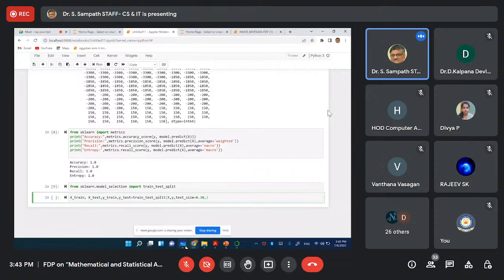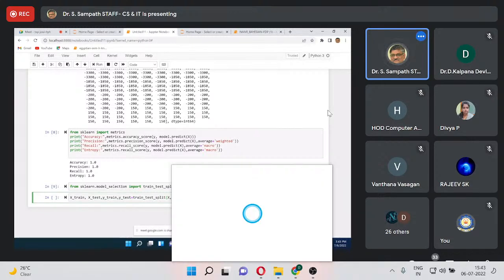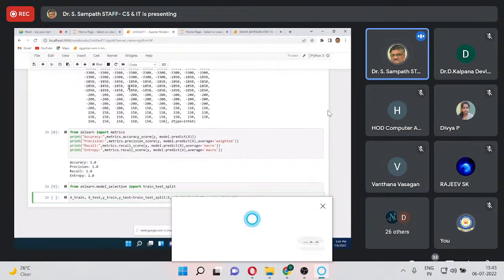Then if you want to compare the results at a later point of time, you can go for a random state. If you do not want to have any deterministic sample, you can avoid this. This is purely optional. Understood? Even test size is also optional.